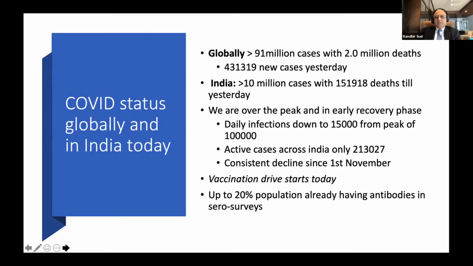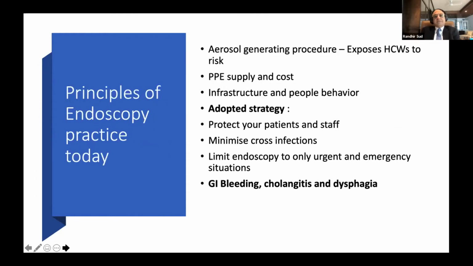And there's a consistent decline since 1st November onwards. The more important issue is that apart from the decline in the number of cases, two things are happening. Up to 20% of the population in India possibly has already developed antibodies because of getting infected with mild disease and not necessarily having been picked up. And the vaccination drive is starting today. So it's the most appropriate time to talk about this issue in India.